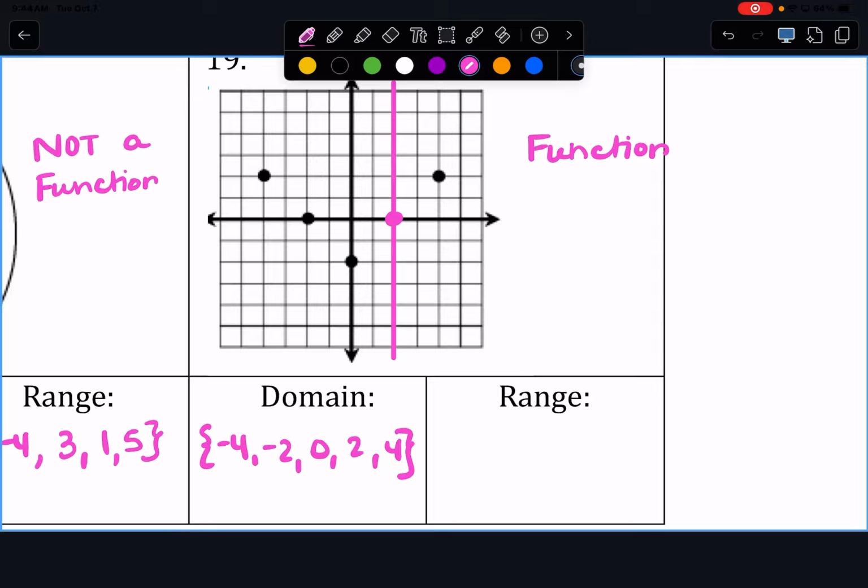Then for range, we use our y values. What is the y value of this point? 2. What's the y value of this point? -2. What's the y value of this one? 0. The y value of this last point? 2. So this will be -2, 0, 2.